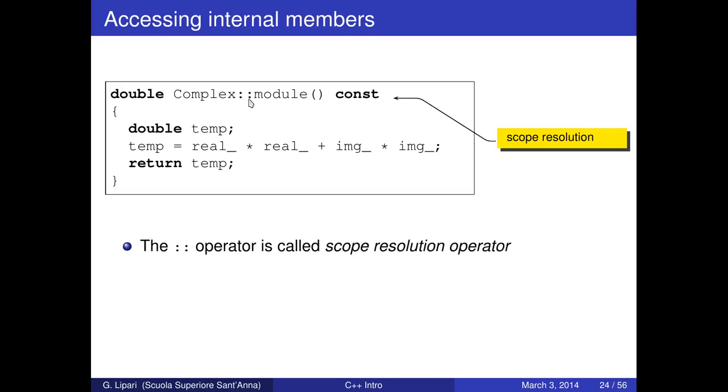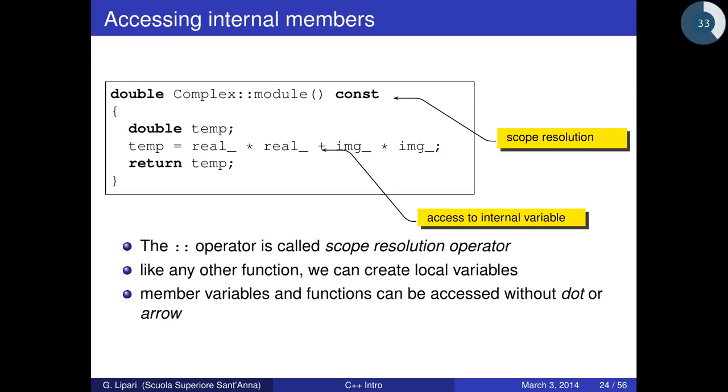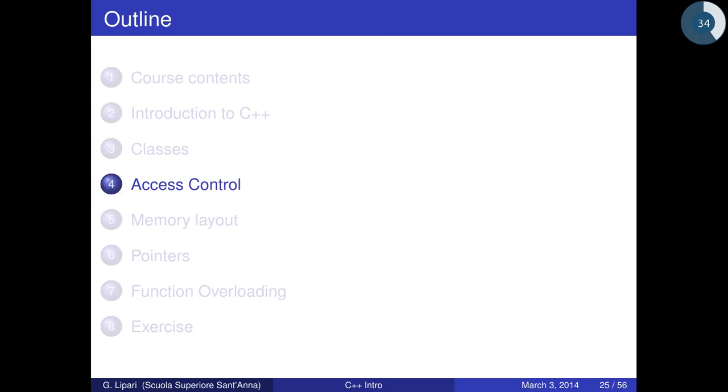This operator, as I said, is called the scope resolution operator and tells the compiler that the module is defined inside class complex. We can create local variables like temp. We can access member variables without any dot notation or arrow notation. Okay, so no problem.